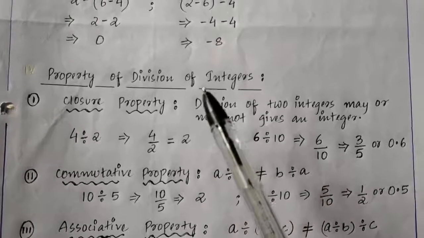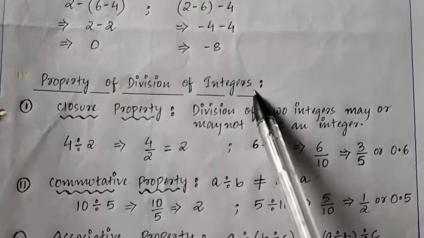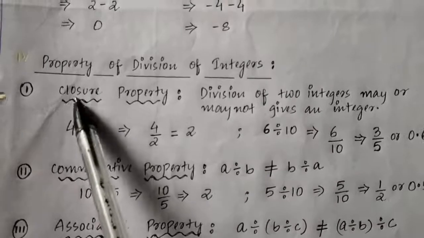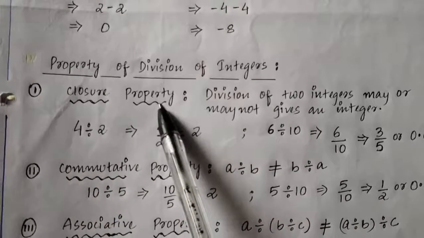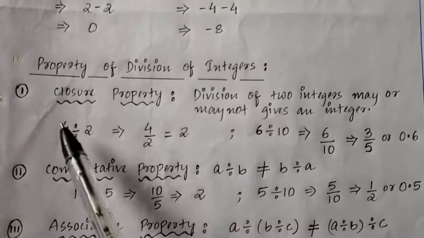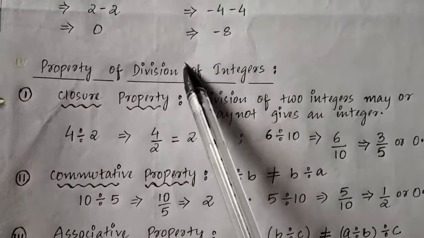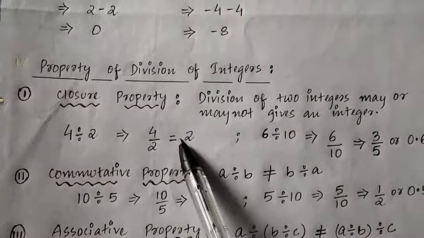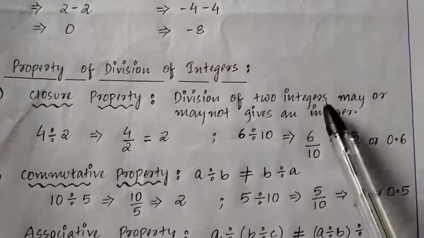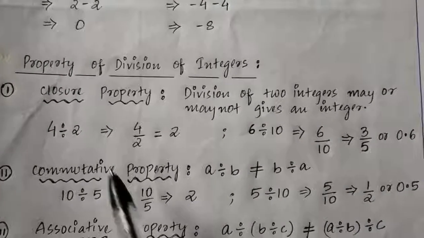Okay, so now we will see the properties of division of integers. Again, for the properties of division of integers, we will start with the closure property. As the closure property says, whenever we take integers and perform that particular operation, our answer should also be an integer. But in the case of division, the division of two integers may or may not give an integer. So let us see with an example.